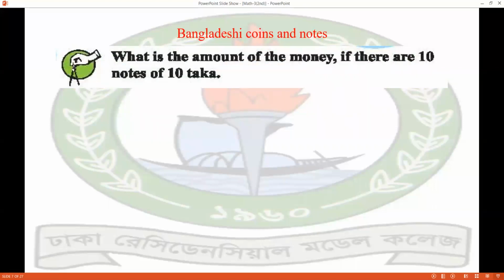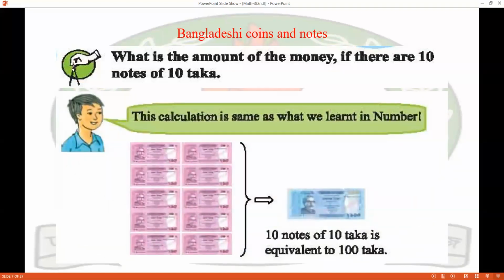What is the amount of money if there are 10 notes of 10 taka? You have to find it. You collect 10 notes of 10 taka. How many taka will be there? You see in the picture that we calculate it. This is one note, number 2, 3, 4, 5, 6, 7, 8, 9, 10. That is 10 notes, and each note is 10 taka.